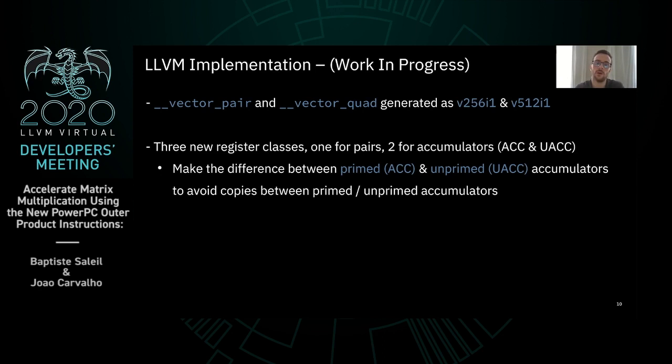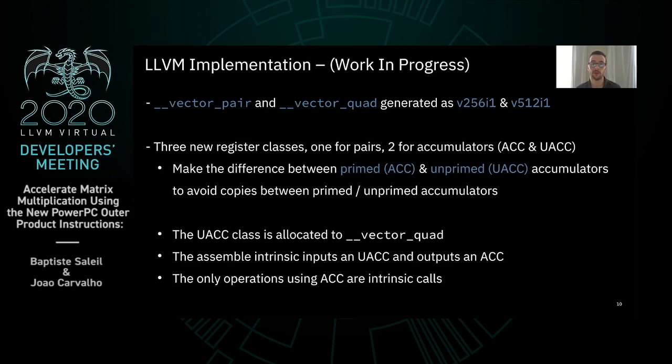So with these two classes for accumulators, we legalize the V512I1 type with the unprimed register class, the UACC class, so we are sure that an accumulator is always initially in the unprimed state. Then the only way to transform a register from the UACC class to a register from the ACC class is by using the assembly intrinsic, because it is the intrinsic that is actually priming the accumulator. And finally, the only operations that use registers from the ACC class in the PowerPC backend are the intrinsic calls to the MMA instructions.